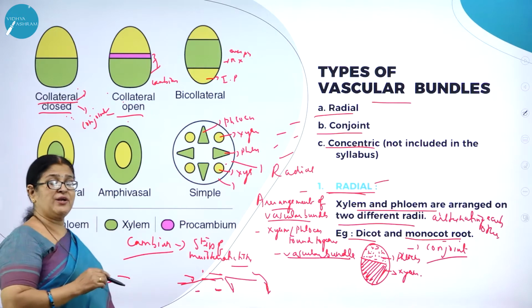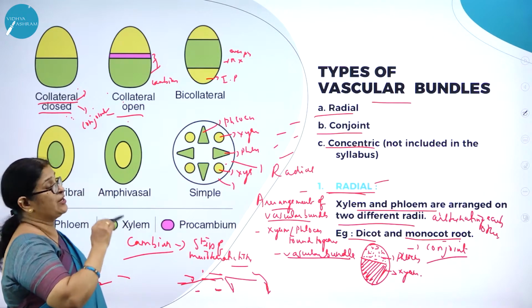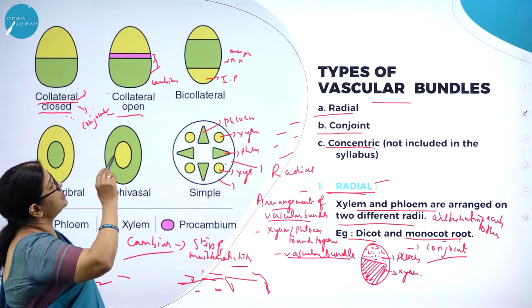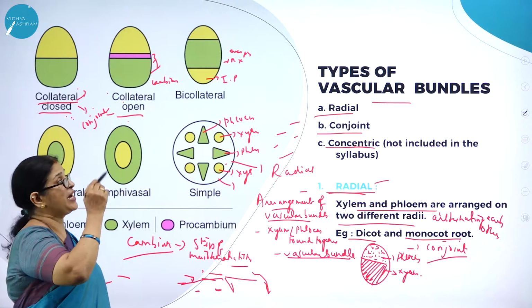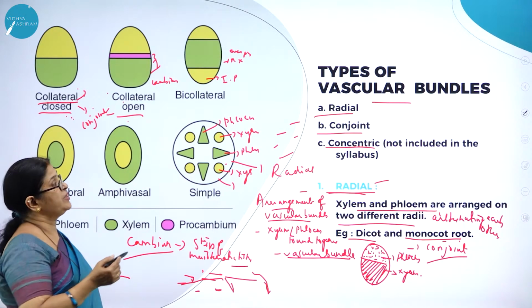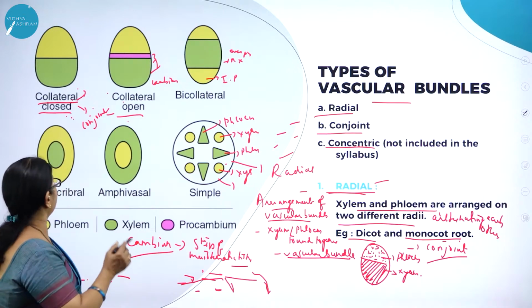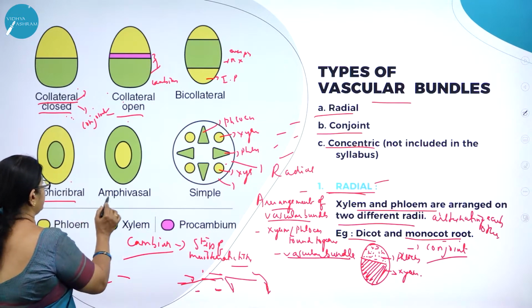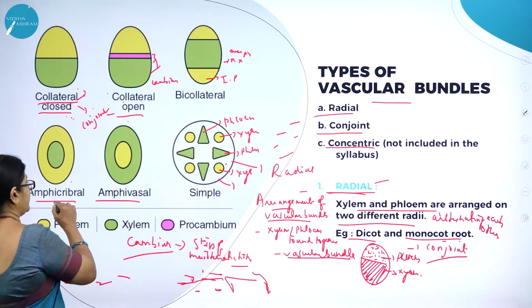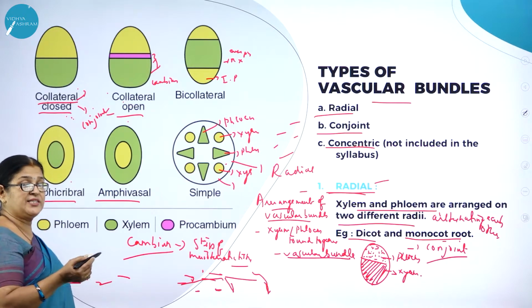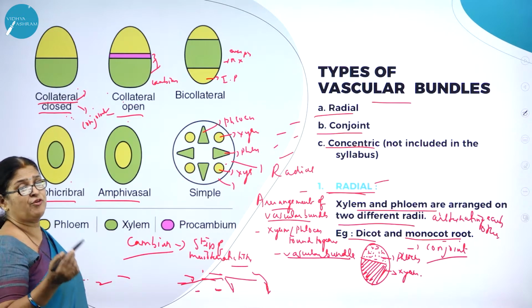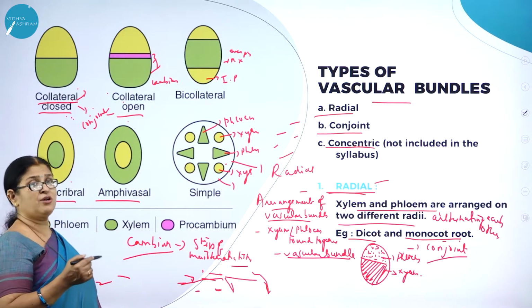Why is it called bicollateral? It is conjoined bicollateral closed because the inner xylem is surrounded by outer phloem and inner phloem. Now, concentric. Here you can see the concentric. Concentric means either xylem surrounded by phloem or phloem surrounded by xylem.